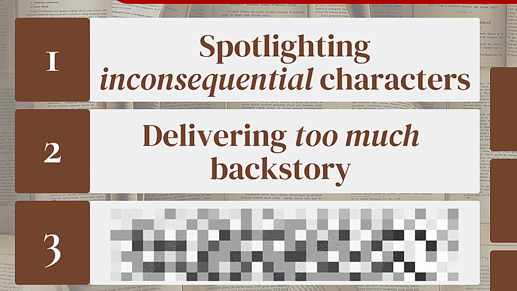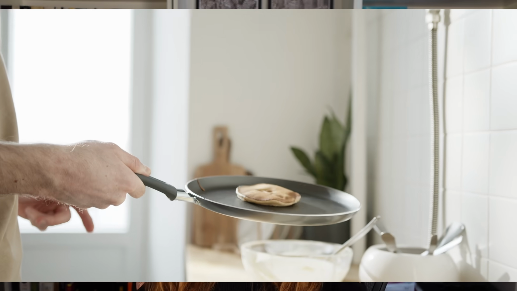This second mistake is one of the most brutal habits for newer authors to break. It's delivering too much backstory. I bet you know your protagonist's life story as well as your own. Their childhood traumas, their biggest regrets, their secret talent for flipping pancakes with their eyes closed. And it makes sense that you want to share all of that with readers so that we come to understand them. But here's the problem with backstory.